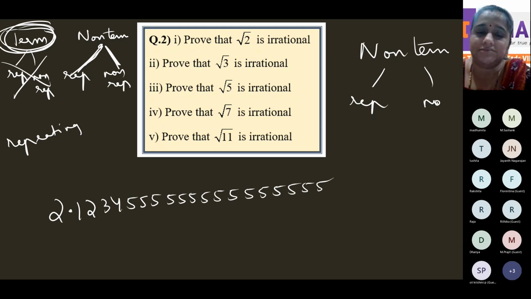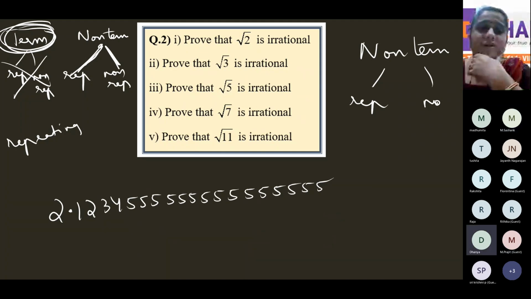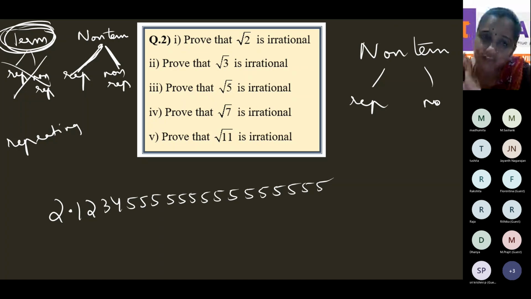Am I clear, children? Yes, ma'am. But you don't write repeating decimal in the exam. I'm just telling you, we should always write non-terminating non-repeating or non-terminating repeating. Just in case you come across this repeating decimal, you should understand it is non-terminating and repeating. That's what I meant to say.